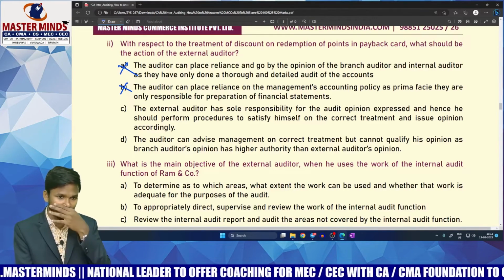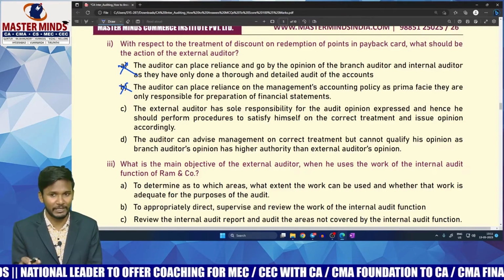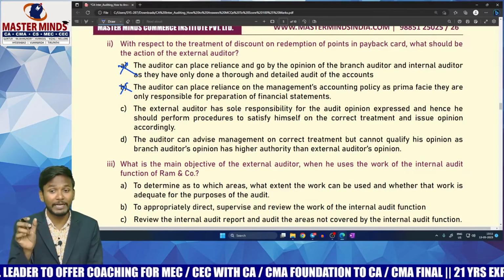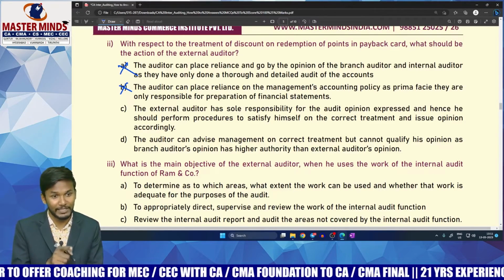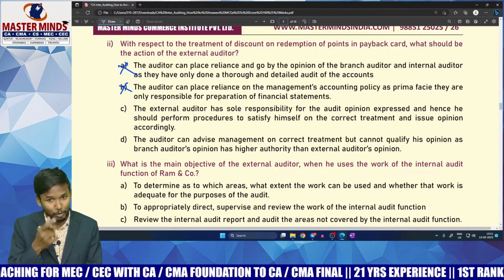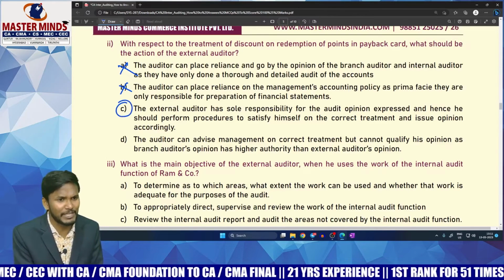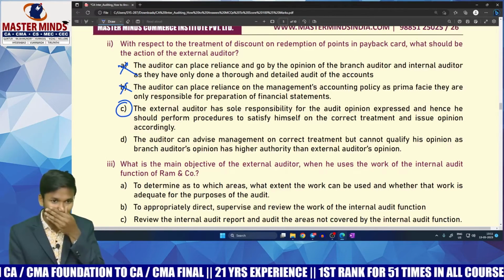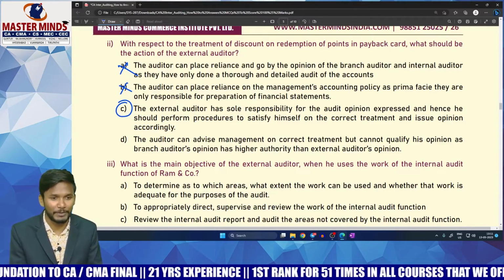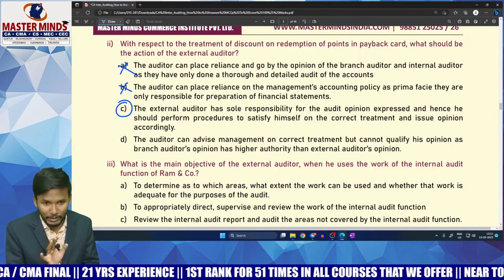No. Next one. The external auditor has sole responsibility for the audit opinion expressed, and hence he should perform procedures to satisfy himself on the correct treatment and issue opinion accordingly. This sounds to be reasonable. You should not place any reliance on anyone. You have to perform your own procedures. You are responsible for your own report. So please be careful. This seems to be reasonable. But let's see the other point also. The auditor can advise management on correct treatment, but cannot qualify his opinion. What nonsense. The auditor is not here for giving advice.